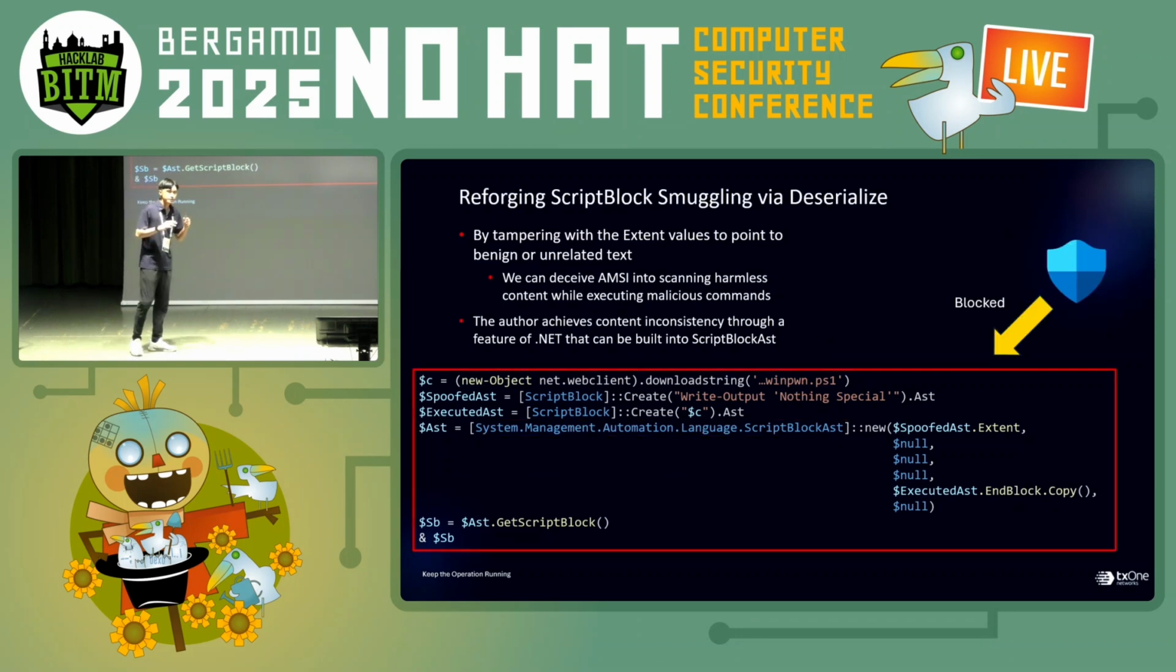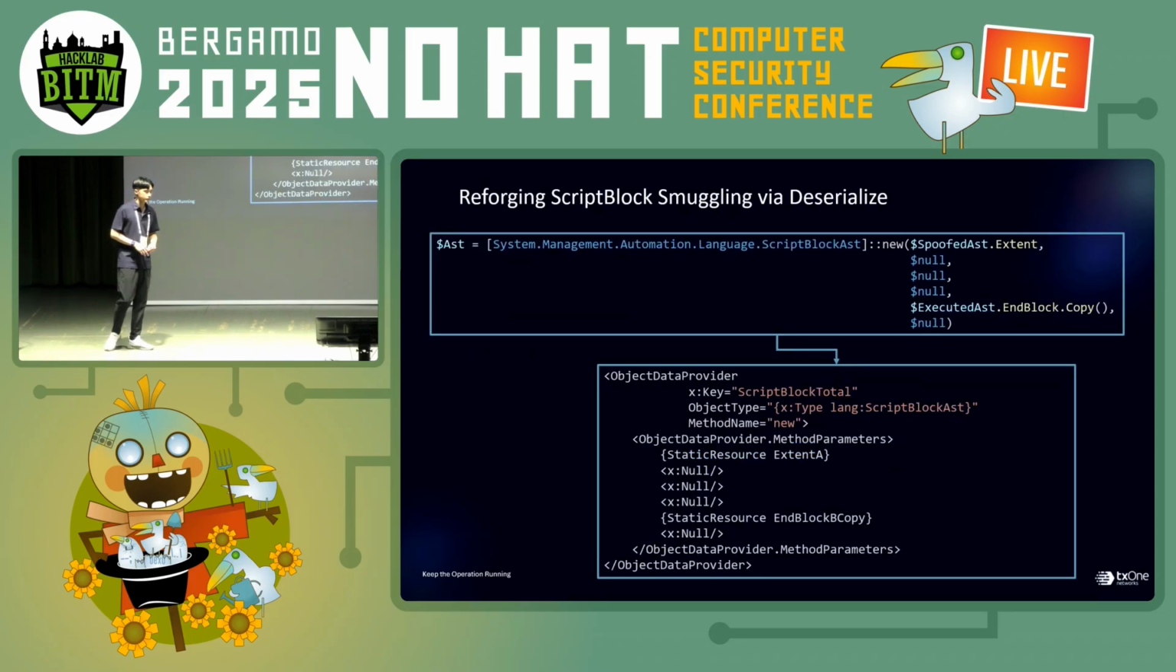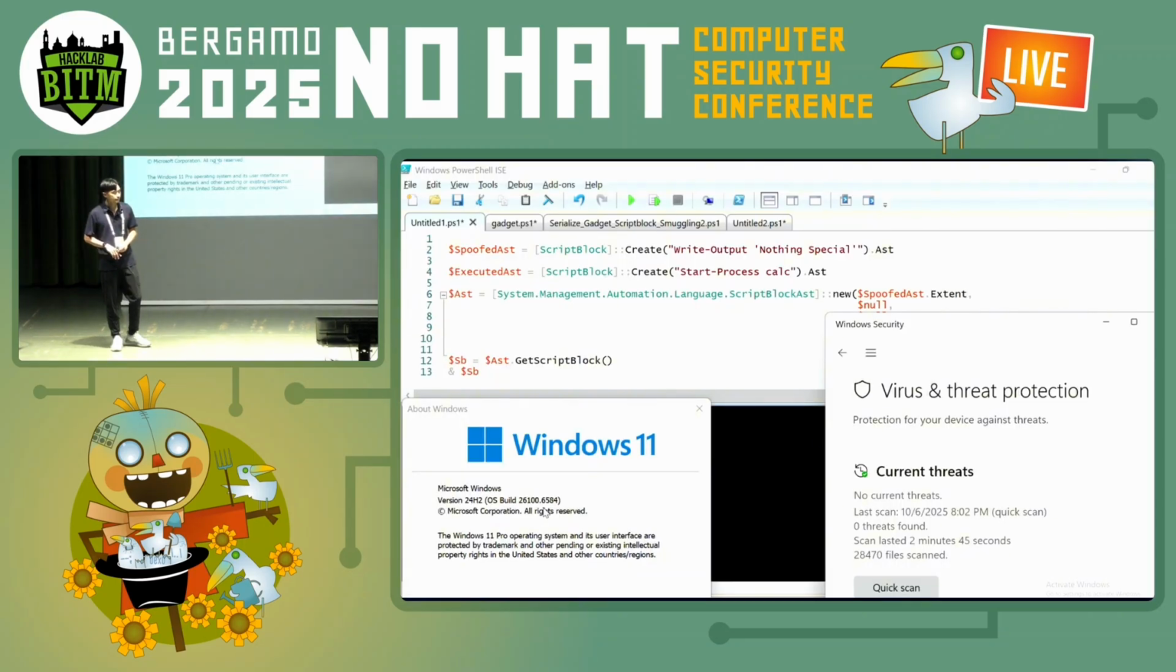However, this whole script block smuggling payload is already blocked by AMSI in Defender. So we still could use our .NET deserialization to wrap it as a new attack surface and bypass AMSI. We use the same technique as the previous one. We use the ObjectDataProvider to help us transform all the payload. As you can see, here is an example. We just saw the ScriptBlockAst with new, right? So we can use the ObjectDataProvider to call it with the specific arguments. Okay, so here is a demo.